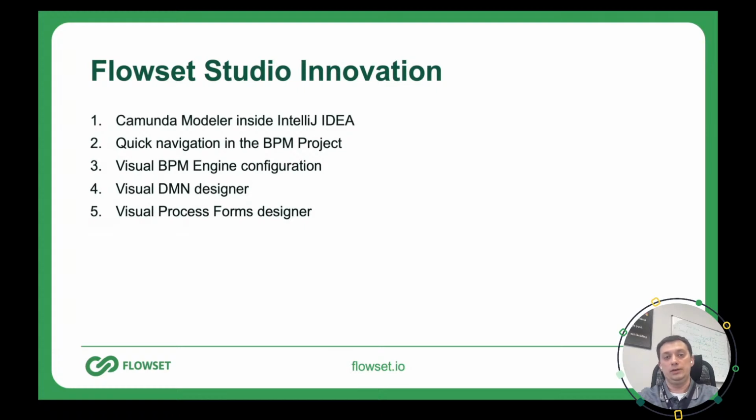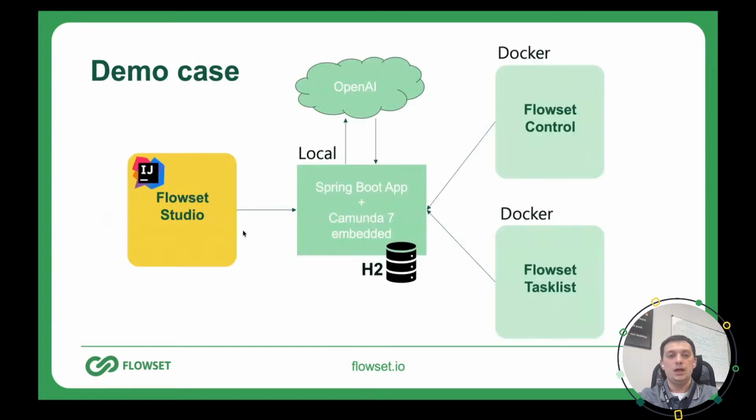The next 3 things are more related to the visual representation of those artifacts. First of all, the visual representation of the connection configuration to the BPM engine. Then the visual designer for the decision-making tables, and a visual designer with drag and drop operations for the process forms. I will also go through it today, and I hope you will love it.